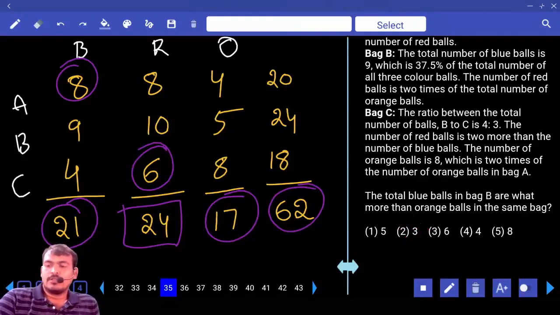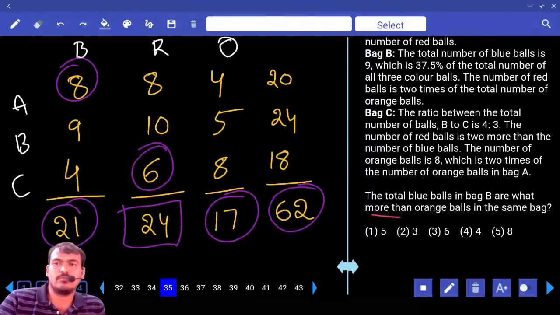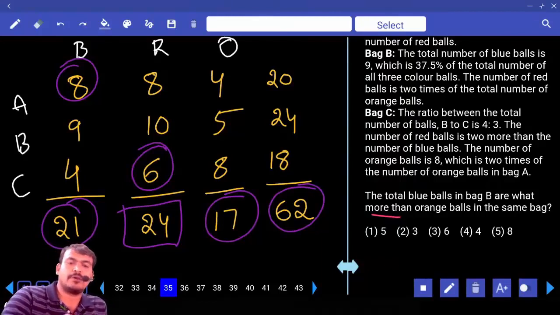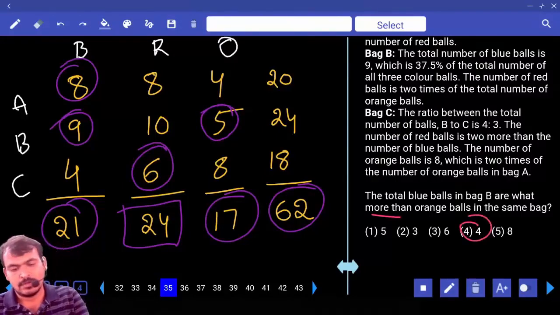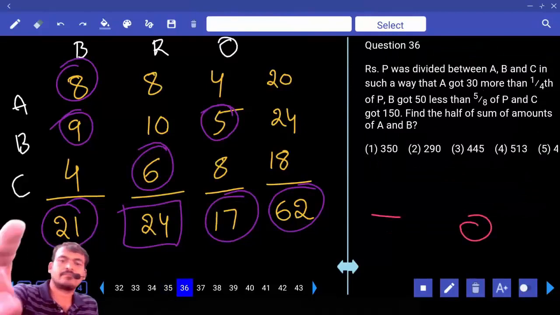The total blue balls in bag B are how much more than the orange balls in the same bag? How much more, or what percent more? Blue balls in bag B: 9. Orange balls in the same bag: 5. How many are more? 4 more. Next, 36.